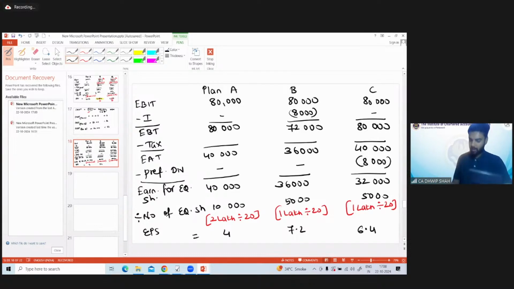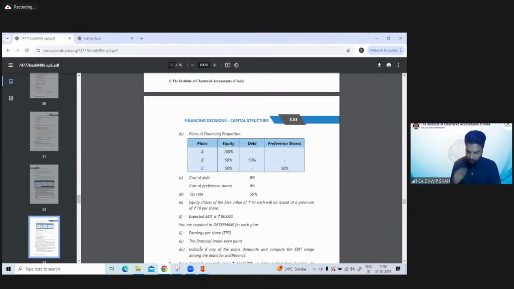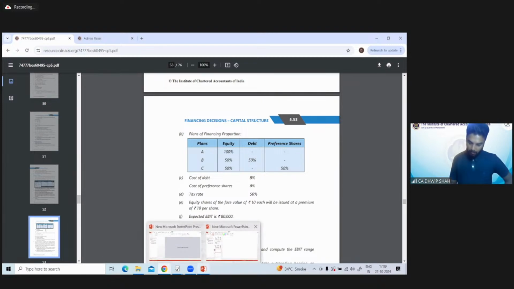Any queries still here? This is what we have been doing since the start of this session. Any queries still here? Anyone? Sure? Can I move to the second point, which is financial break-even point? No question still here. Okay. So let's now calculate the second part of the question. So the first part is done, earnings per share. They haven't asked about selection of the plan. So we'll just calculate EPS and leave it as far as the first point is concerned. Now the second point, financial break-even point.